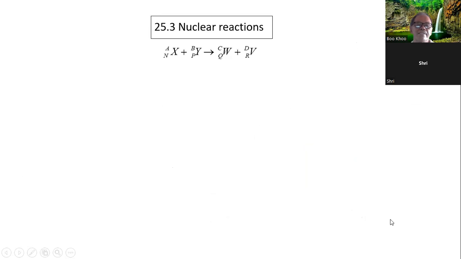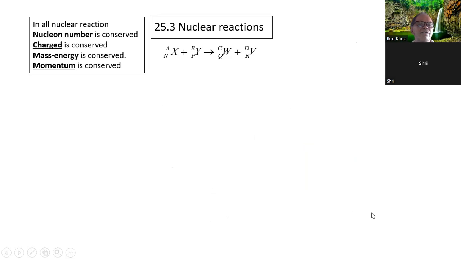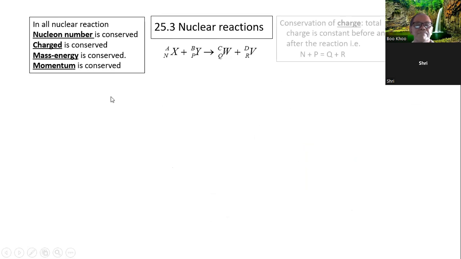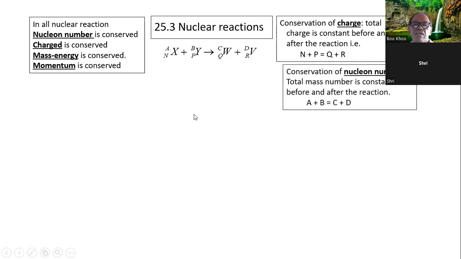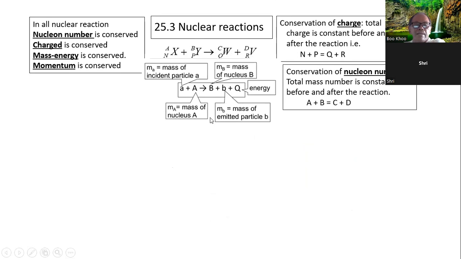Nuclear reaction. There's your nuclear reaction. What is conserved? Nucleon number, charge, mass energy is conserved. Momentum is conserved. Conservation of charge, how to use that? Conservation of nucleon number: the top number on the left hand side must equal the top number on the right hand side. And then how to represent it as an equation.